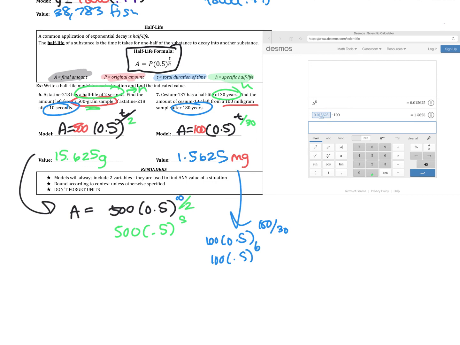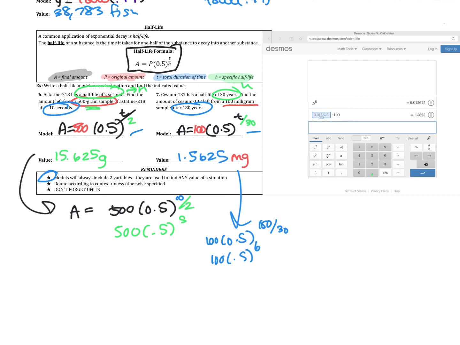So big ideas in this section. We learned 4 different models of exponential functions. 2 of them involved growth, simple growth and compound growth, and then 2 involved decay, exponential decay formula and half-life formula. Some things to remember, the places that people usually make mistakes. Remember that a model will always have 2 variables, which means every single time we wrote a model, there was an A or a Y equals, and there was still a T in the specific function. The reason being, we want to be able to substitute in any T value that we want to find a specific value. Round according to the context of the problem unless otherwise specified, and if it doesn't specify, don't round.